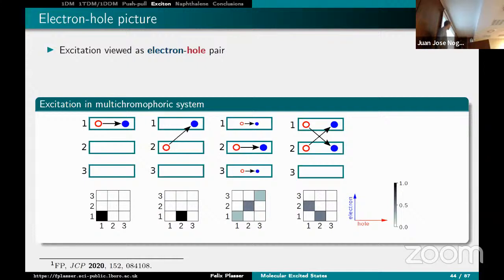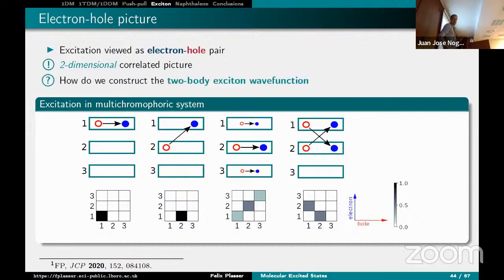We look at the electron-hole pair and we distribute the excitation between different fragments. Another thing that I want to stress now is that we're thinking about a two-dimensional correlated picture. So we have an electron and a hole that move through the system, and we really have to think about it as a two-particle distribution, a correlated two-particle distribution. And then how do we construct a two-body exciton wavefunction?